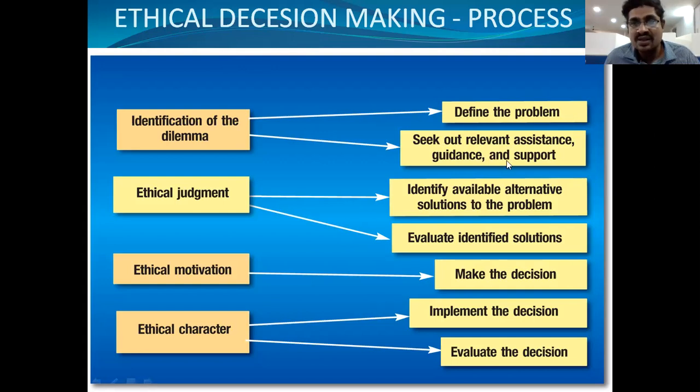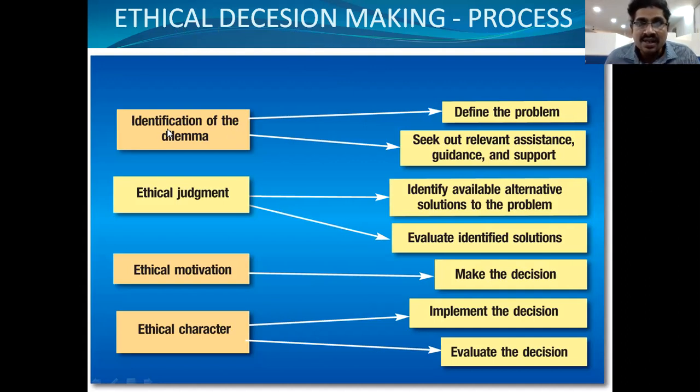So this process is: define the problem, seek out relevant assistance or guidance and support, identify the availability of alternatives to solve the problem which we are facing, evaluate the identified solutions, make the decision, implement the decision, and evaluate the decision. This is the process of decision making. Here we should focus on our decision being in ethical form.